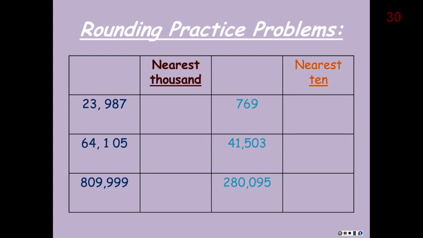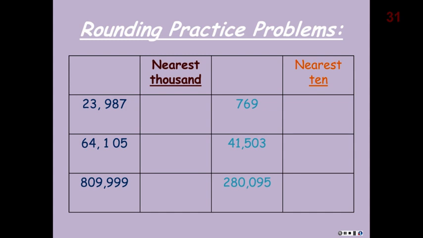Okay. All right, let's look at the 1,000 column. Any debates on the answers? We've got 24,000 for the first one on top. Then we got 64,000. Then we got 810,000. Any debates? Okay. On the second column, we're going to round to the tens. We have 770. Is that right? Okay. What about the second one? Yep. And what about the next one there?